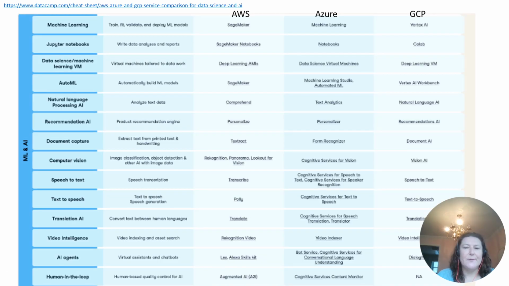This is just a summary of the tools in the 3 main clouds that you can use for the different areas of ML and AI. So machine learning, typically in AWS, you're going to use SageMaker. In Azure, you're going to use something called Azure Machine Learning. And in Google Cloud, you're going to use Vertex AI, pretty much.